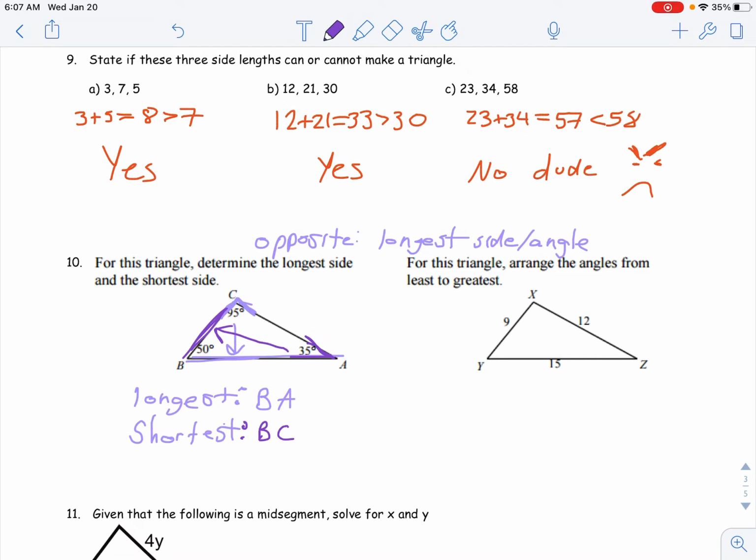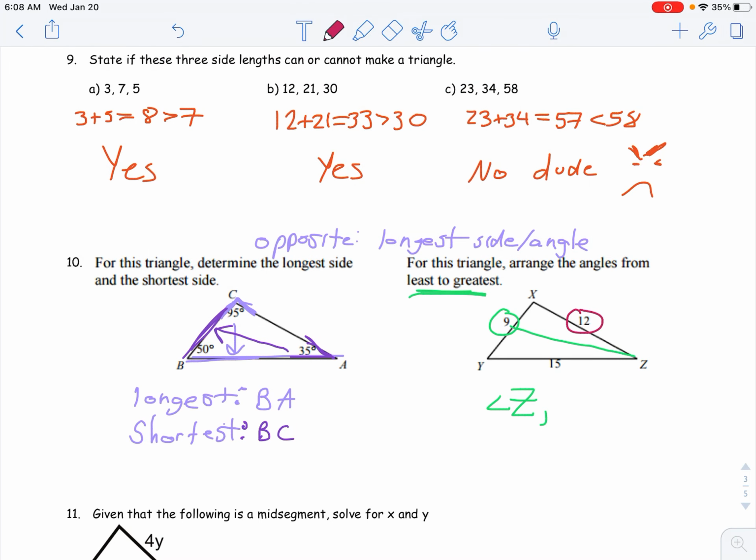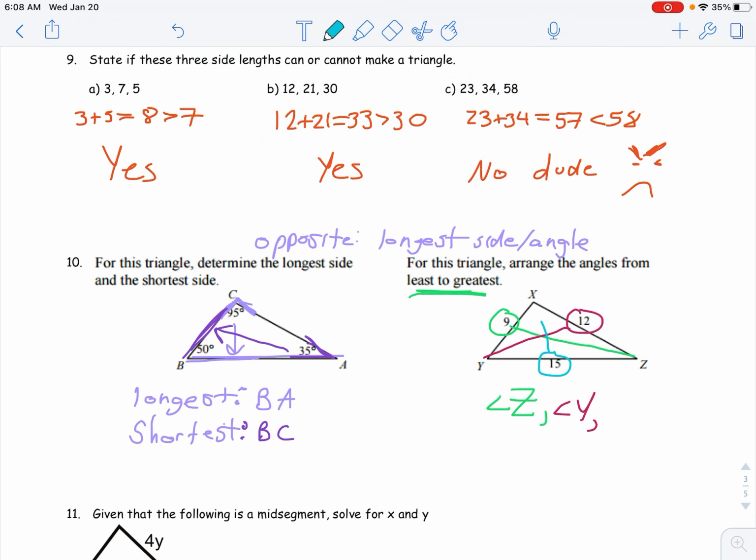All right, for this triangle, we're going to arrange the angles from least to greatest. Similar thing, we want to go from least to greatest. Make sure you read the order you're going. So side 9 is the least, so angle Z is the smallest. 12 is the next smallest, opposite of angle Y, and so on, and then we can conclude X is the largest angle.